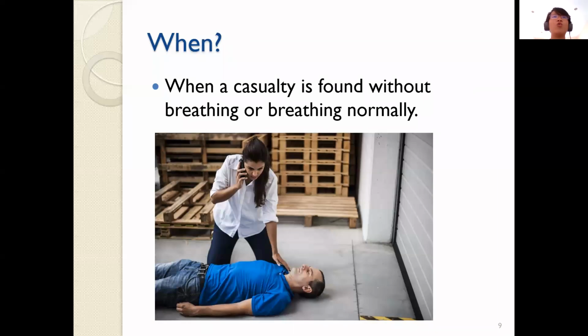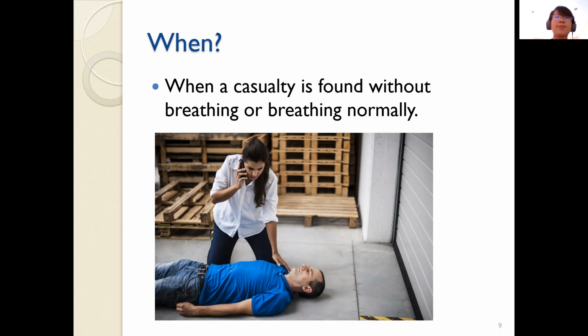Okay. And when do you do CPR? You do CPR when you find a casualty who's unconscious, and we talked about unconsciousness using the ABPU scale, right? Not responding to a voice or painful stimuli, closed eyes. So when a casualty is found unconscious without breathing, without normal breathing or completely absent breathing, you can do CPR on them.